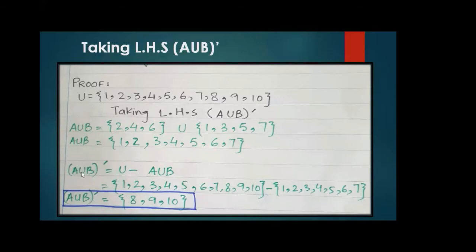Now the final step, (A union B) complement. (A union B) complement is equal to the universal set minus A union B. We have solved A union B above. So the universal set contains elements 1 to 10. First write the elements of the universal set, then minus A union B, which contains elements 1, 2, 3, 4, 5, 6 and 7. Now take the difference, write the remaining elements of the universal set. The remaining elements are only 8, 9, 10. So this is the answer of (A union B) complement.